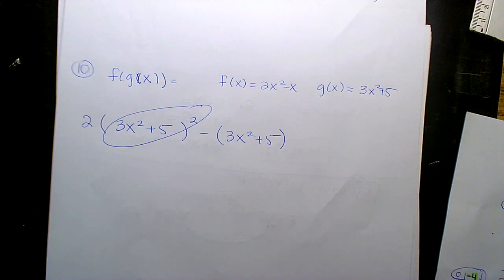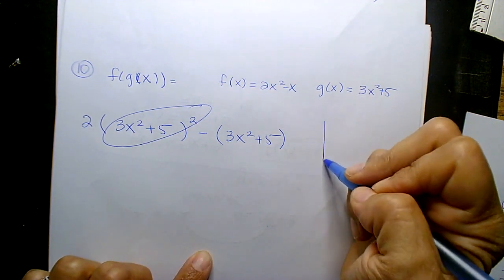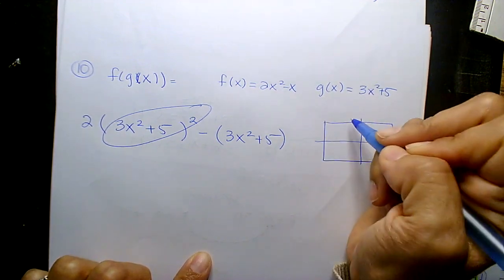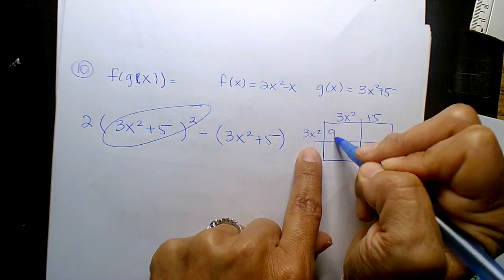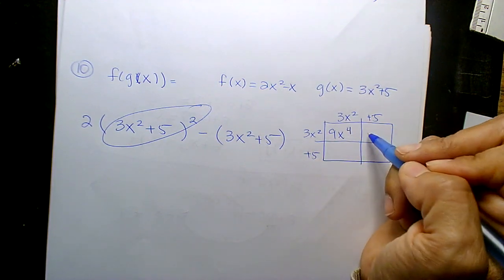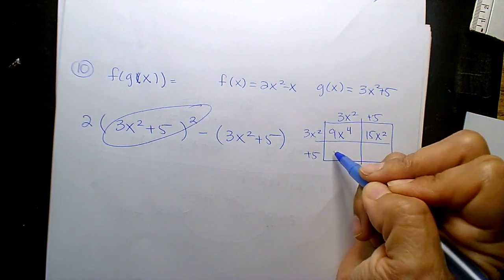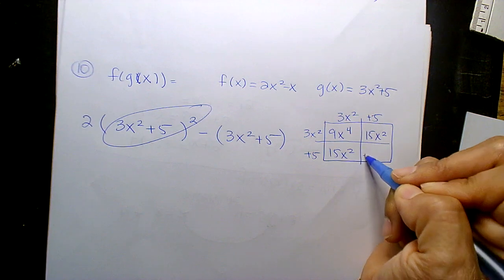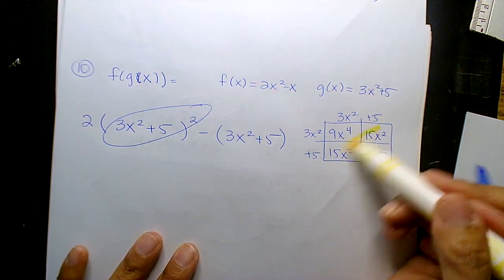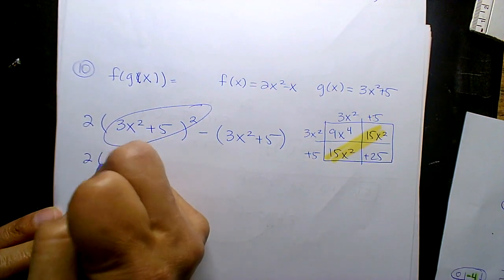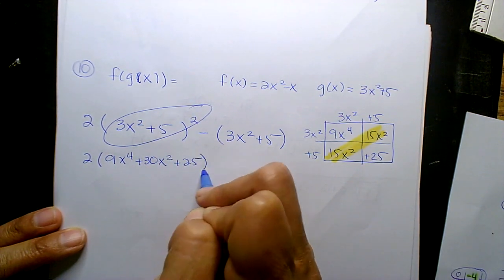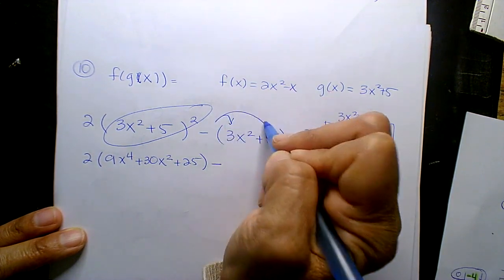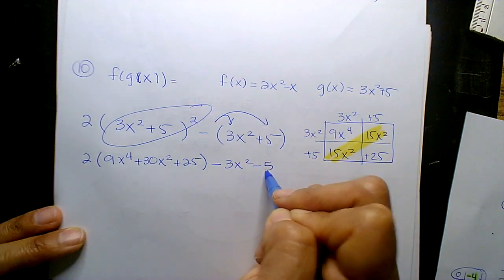So box method or your arrows? Box method. Okay, so we'll do both. Okay, 3x squared plus 5. Remember, just write the method that you prefer. 9x to the 4, right? 2 plus 2 is 4. 15x squared, 15x squared, and plus 25. And so I get 9x to the 4th plus 30x squared plus 25. And then minus, right, and then you're going to distribute 3x squared minus 5.